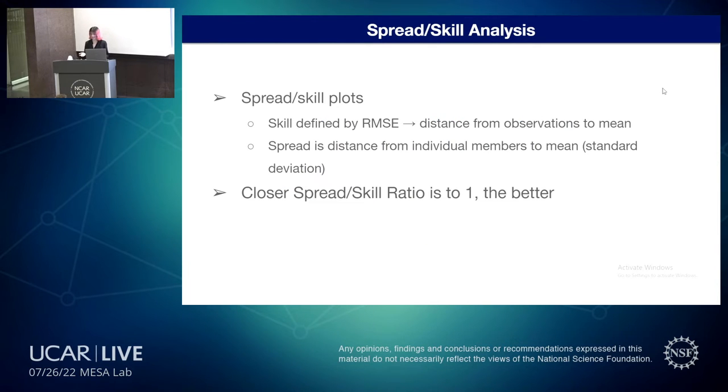Let's look at some statistics. I will be showing spread skill plots as measures of model quality, and there's a couple of things to look out for with these plots. First, skill is defined by root mean squared error, which is the distance from the observations to the ensemble mean. Spread, on the other hand, is the distance from the individual members to the ensemble mean, or the standard deviation of the ensemble itself. The closer the spread skill ratio is to one, the better.